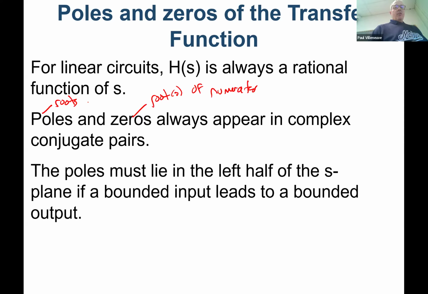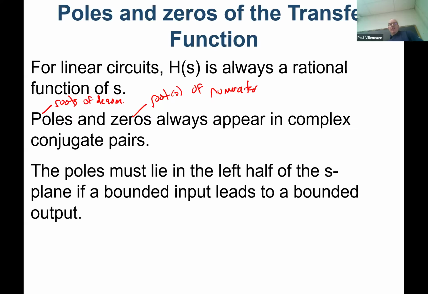Poles are the roots of the denominator. So why do we call it a zero? Because if you evaluate at one of the roots of the numerator, it evaluates to 0, right? In the denominator, we don't call it a 0, we call it a pole, because if you evaluate at that root, the equation blows to infinity, correct?